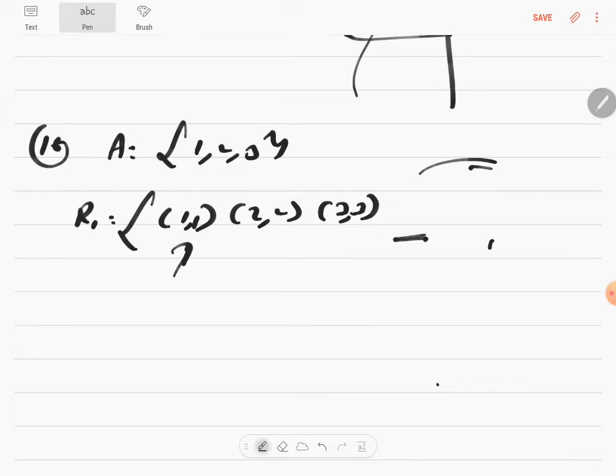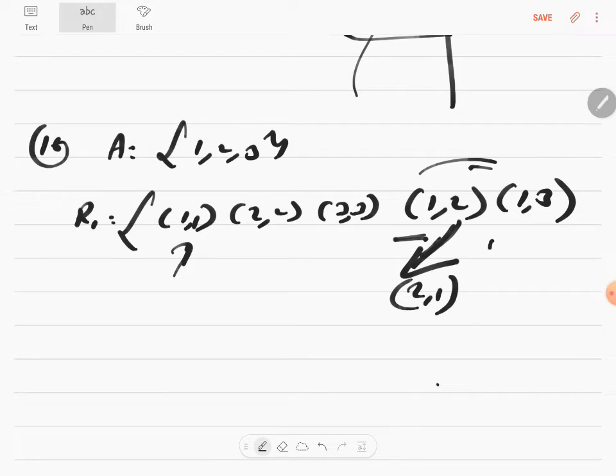Containing 1,2 and 1,3 has been given, so you have to write a 1,2 and a 1,3 compulsorily. But it has got to be symmetric but not transitive. If you write a 2,1, it will become transitive because you have a 1,1. So you can't write a 2,1.